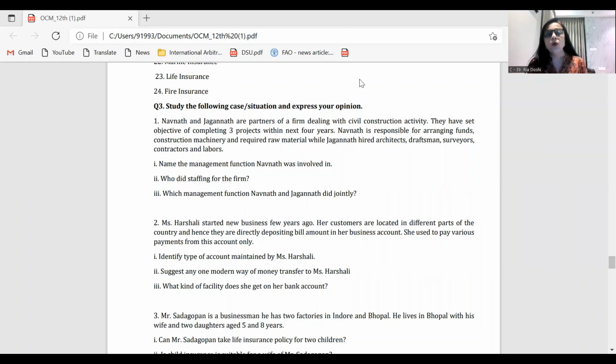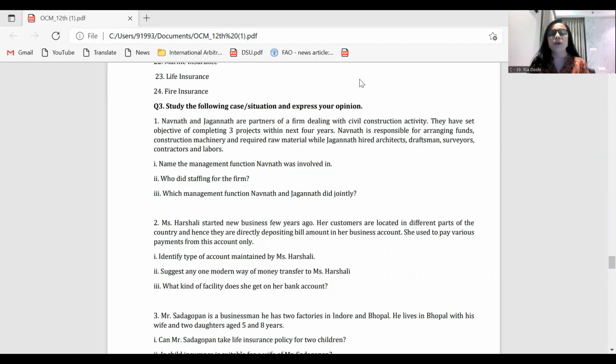So there are 2 businessmen. They have a project of 3 years. So 3 projects which have to be completed in 4 years. Let us see what Navnath is doing. Navnath is responsible for arranging funds, construction, machinery, and required raw material. As you see the sentence, it immediately strikes you.